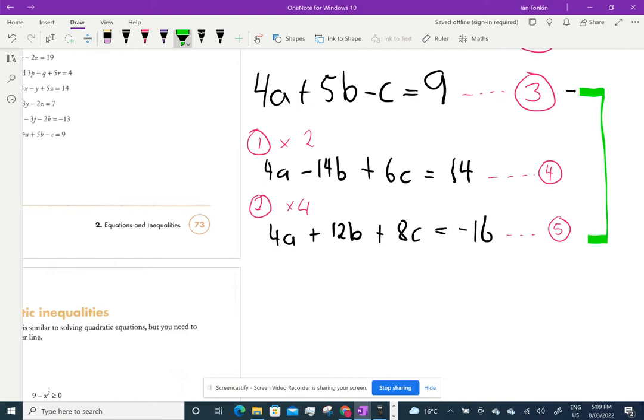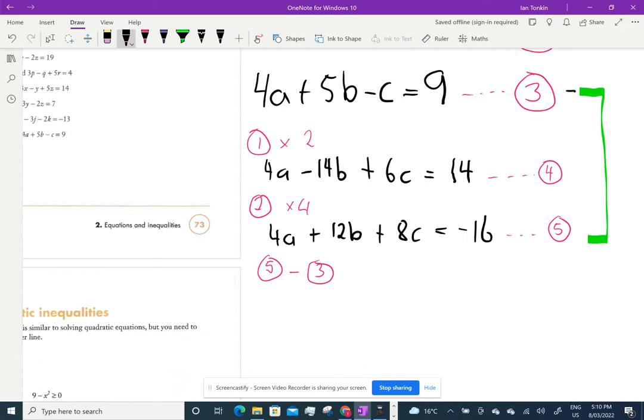Right, I need to eliminate the 4a. Now, you can do the 3 and the 4 and the 3 and the 5. You can do the 4 and the 3 and the 4 and the 5. Or you can do the 5 and the 3 and the 5 and the 4. We were in class and we decided we're going to try and use equation number 5 and subtract the two other ones from it. So I'm first of all going to go equation number 5 minus equation number 3.